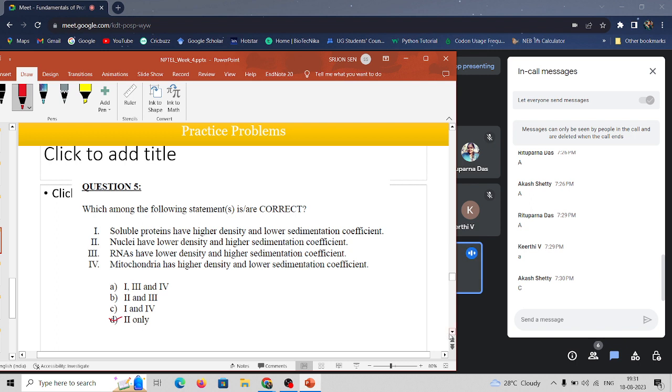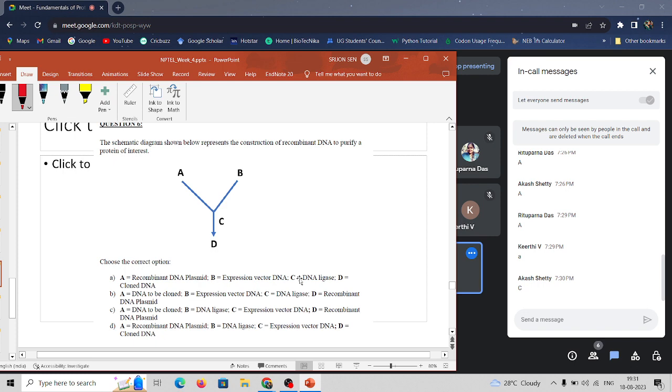It is totally based on the size and the complexity. Okay, and also the sedimentation coefficient rate. Right. Okay. Let's go to the next one. This is question number 6.